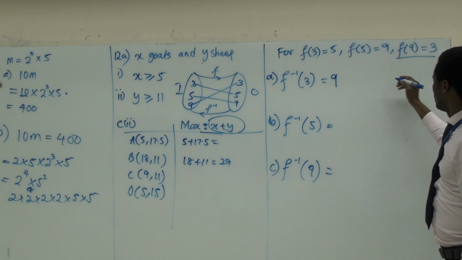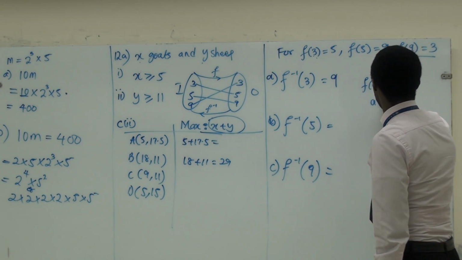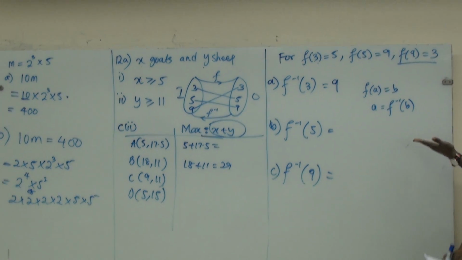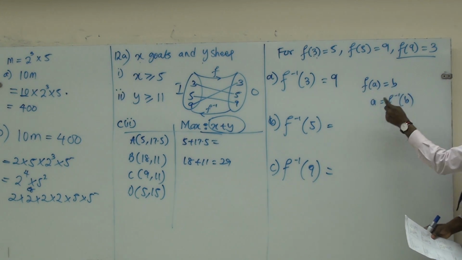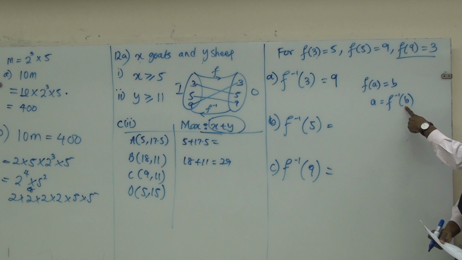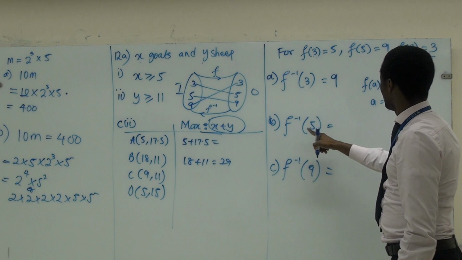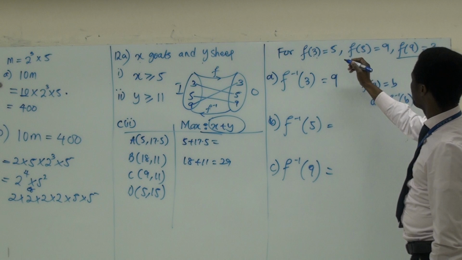I told you before, if f of A is B, it means A is what? F inverse of B. This also looks like your sine, cos and tan. If sine theta is something, theta will be arc sine of that thing. All this is a reverse of an operation, of a function. Does it make sense? Similarly, if f inverse of 5, look at what gives you 5 here.